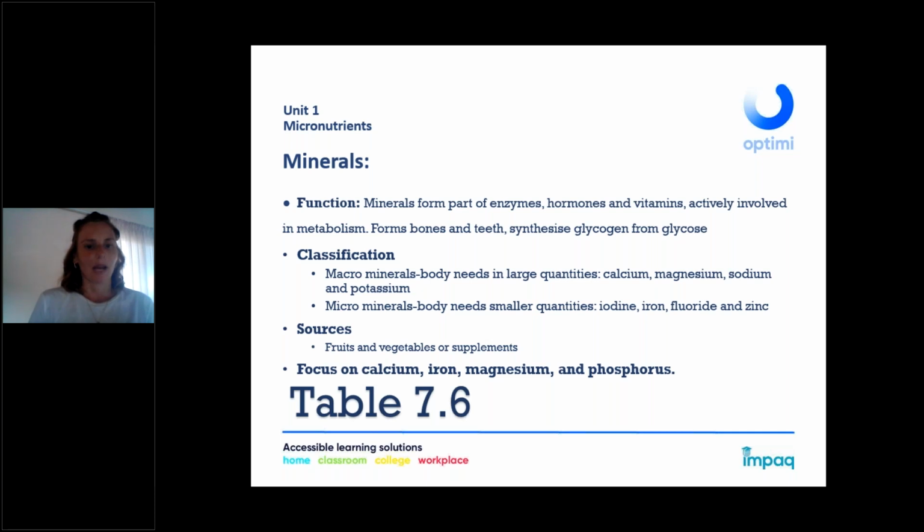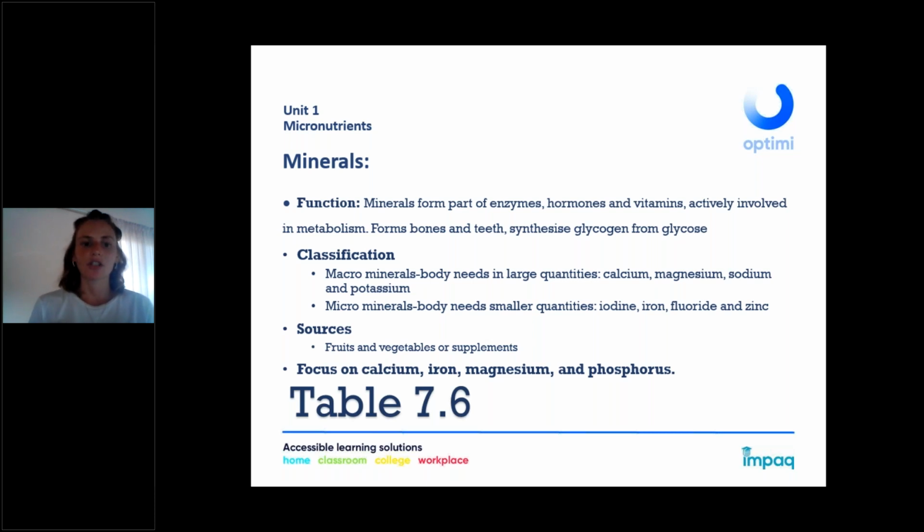You get macro minerals, which you need in large quantities, which we all know: calcium, magnesium, sodium, and potassium. Those are your important ones. And then you get your micronutrients, which is iodine, iron, fluoride, and zinc. So sources of minerals is just two things: veggies and fruits. And sometimes people don't take in enough veggies or fruits, then they revert back to supplements.